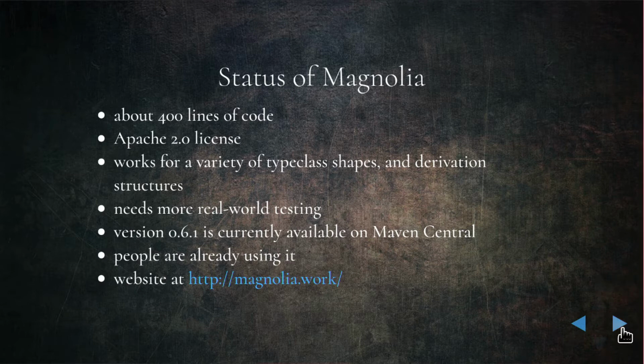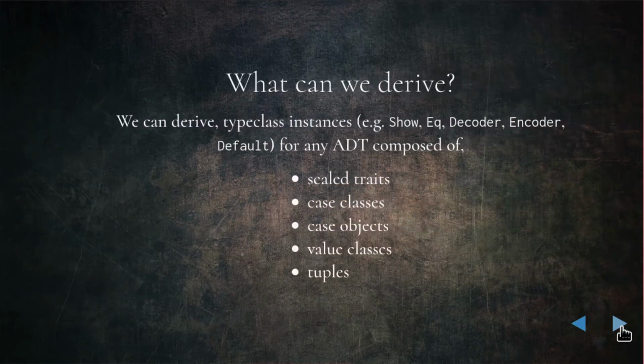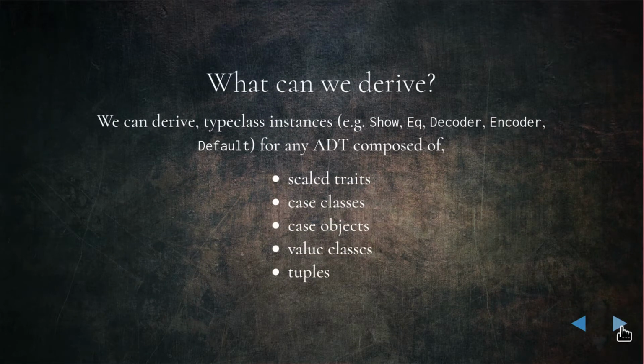The website is magnolia.work, and there's also quite a comprehensive tutorial if you have your own type class you want to derive for. But I'm going to give you just a quick overview of how it would work and what you can do.